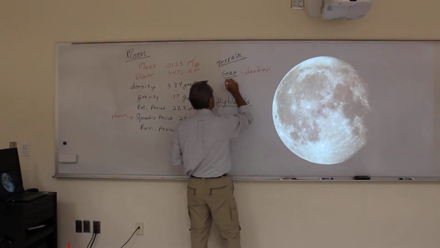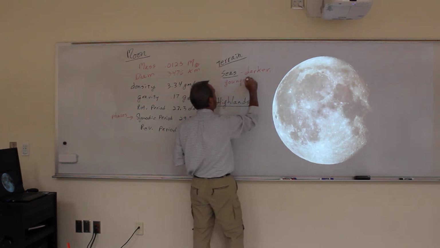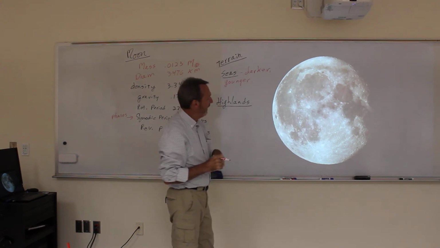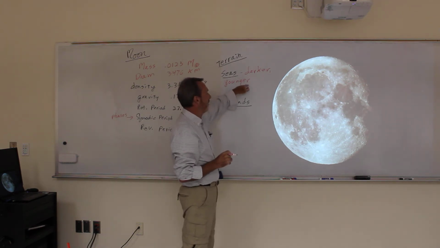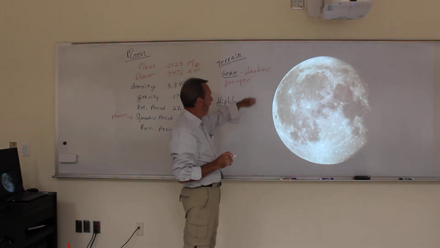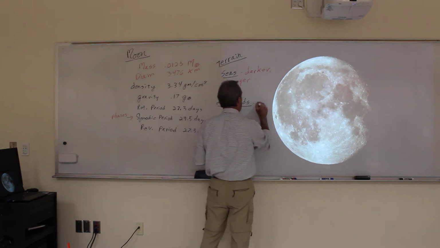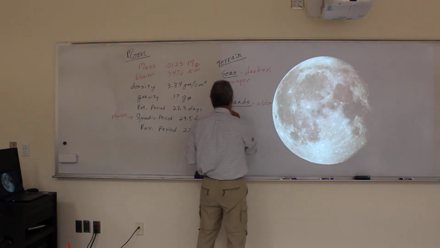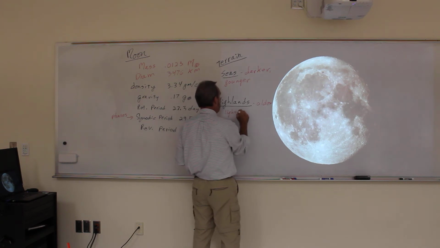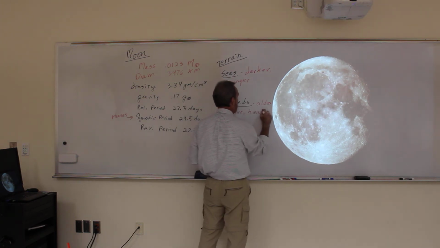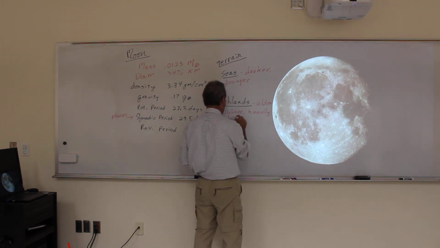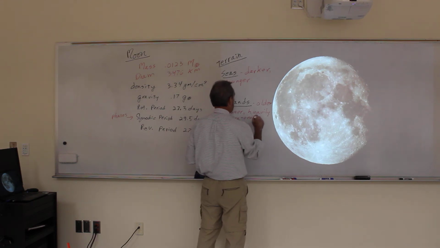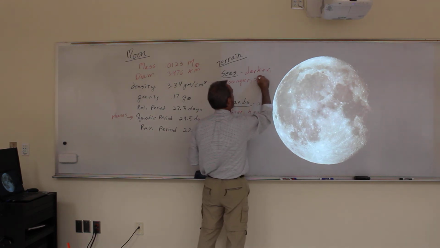They're also younger. The rocks are younger in the seas. Okay, and there's composition. These are slightly more dense. It's different materials, different kinds of rock. The highlands are older, lighter material. They're also very heavily cratered, where these seas tend to be the smoother regions.